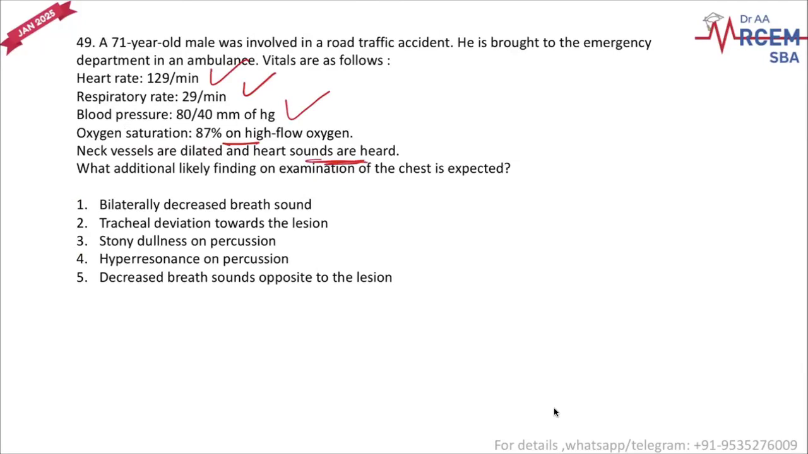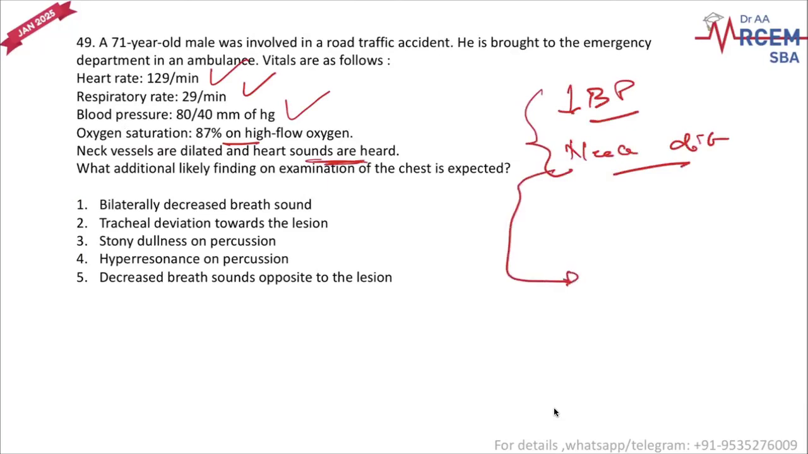So what are you having? You are having hypotension. Yes. Neck vessels are distended. Yes. With distended neck vessels and hypotension, what are we thinking about? We're thinking about tension pneumothorax. Tension pneumothorax is the first thing we are thinking about. If you're thinking about a tension pneumothorax, what is the first sign we'll be looking out for on examination?